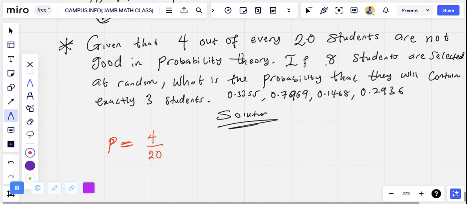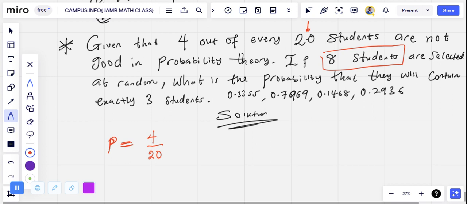All right. So if 8 students are selected at random, that means my concern is these 8 students. That will give me my n value. So if you go and use this 20, you're on your own. Normally, I think everything is 20. Every 20 students are not good in probability theory. I think the sample space here is 20. Well, let's see how it goes.